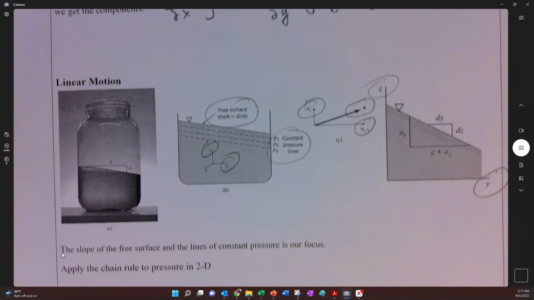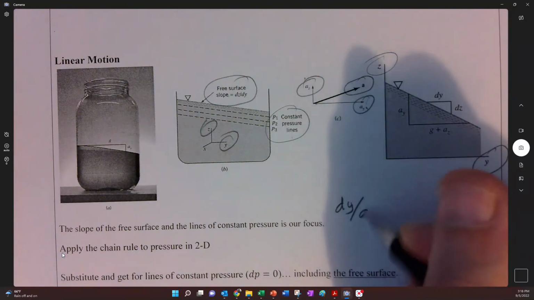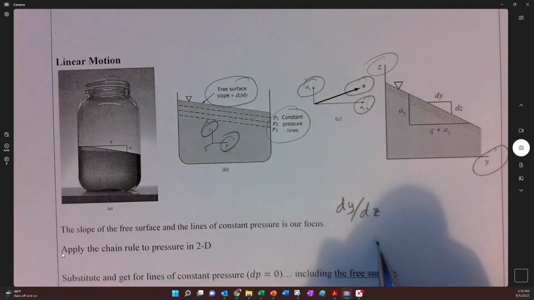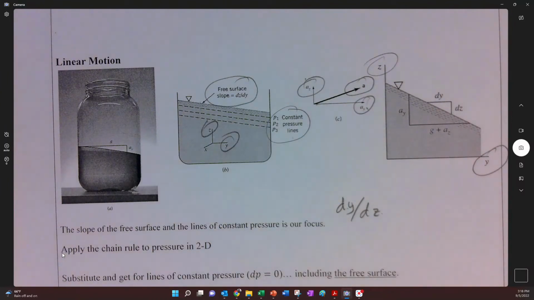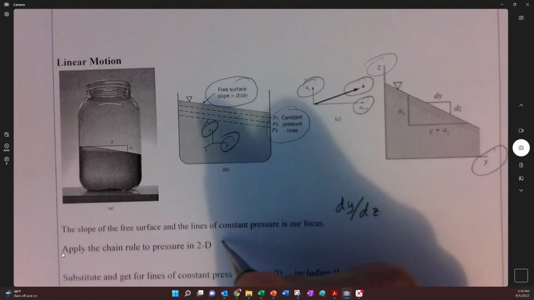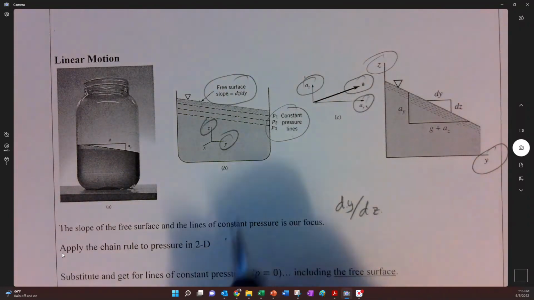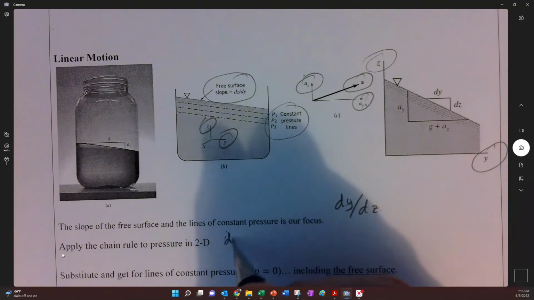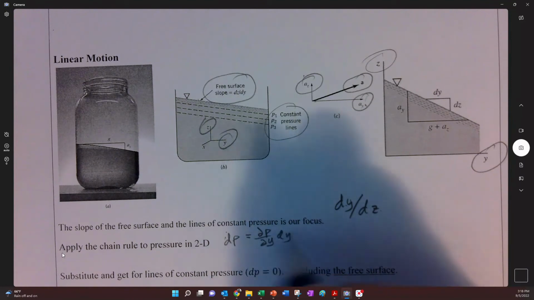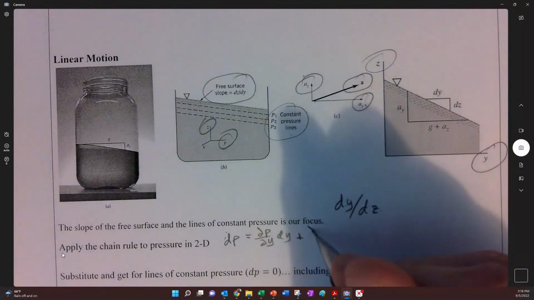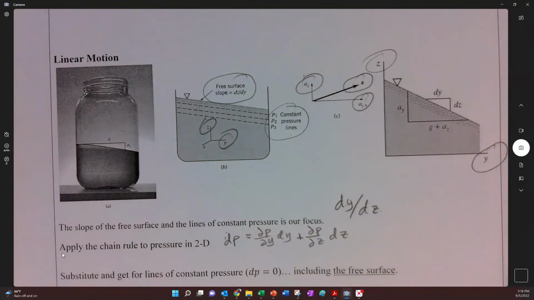So we could describe the slope if we could just focus on dz dy, right? If we can get things in that form, that's going to be the slope of this free surface. If we apply the chain rule to pressure, notably we will get, sorry, I need to squeeze some things in here, dp is equal to del p del y dy, right? That's just the chain rule. And the same thing, del p del z dz, right?